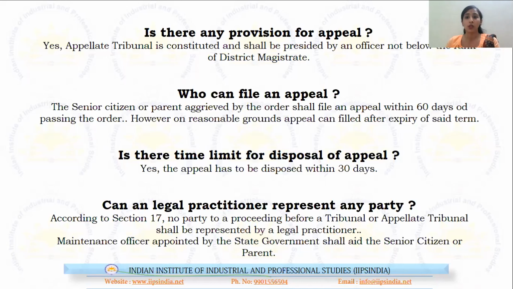As I said, only the senior citizen or the parent who is aggrieved by the order passed by the tribunal can file an appeal within 60 days of passing of the order. However, if there is any delay, then reasonable grounds have to be explained, and then he can file the appeal by condoning the delay. Whereas the respondent has no right to go for the appeal.